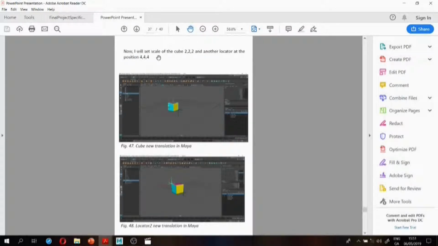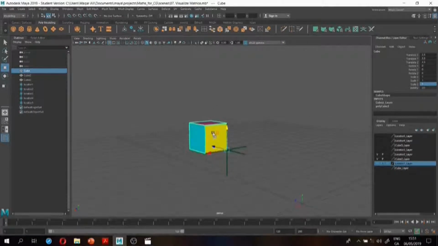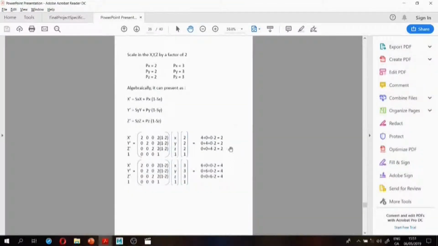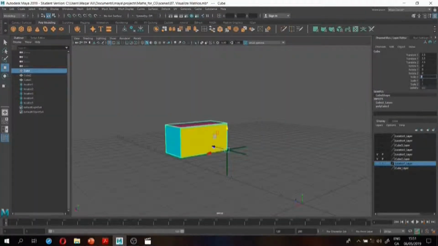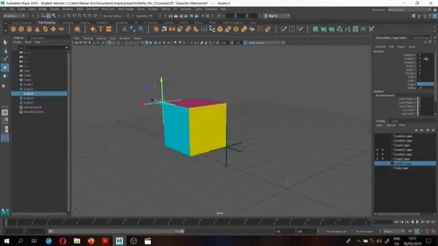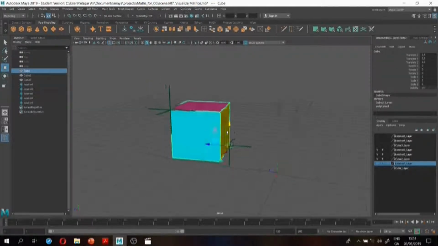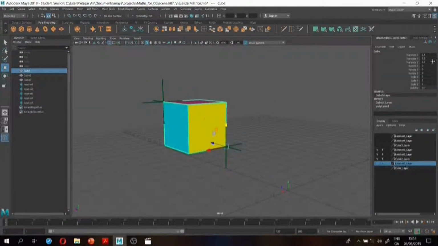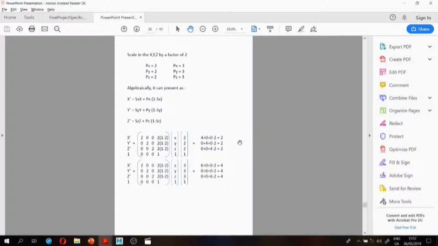So now what I'll do, I will set the scale of the cube to 2 and then add another locator. As we get this, we have this value of 2 for the matrix, so we'll go back to our Maya and scale this. I already had a locator here, and if you check the value, it says 4, 4, 4. So the position of this cube will remain the same, but the scale becomes double. It was 1 before.